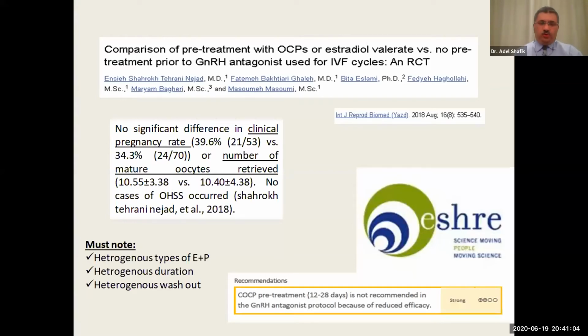However, we must put some certain points. All the studies we have talked about, they have heterogeneous types of estrogen and progesterone. They were not using the same types of estrogen or progesterone. Again, they use them for heterogeneous duration. Some studies used OCPs for 12 days, others for 21 days, others for 28 days. Again, there was a heterogeneous washout period.